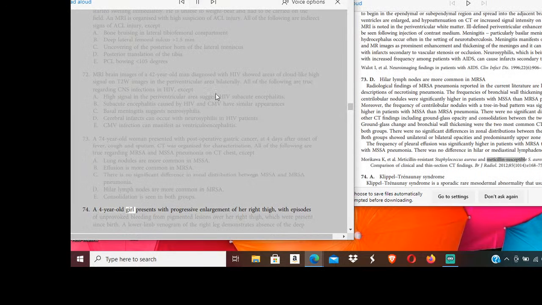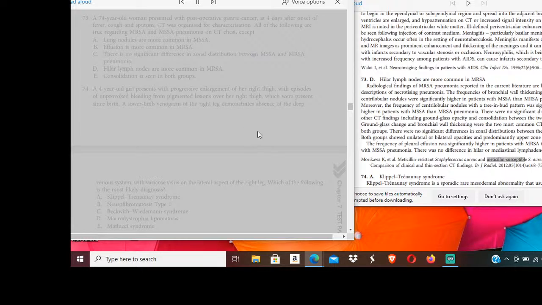74. A 4-year-old girl presents with progressive enlargement of her right thigh, with episodes of unprovoked bleeding from pigmented lesions over her right thigh, which were present since birth. A lower limb venogram of the right leg demonstrates absence of the deep venous system, with varicose veins on the lateral aspect of the right leg.